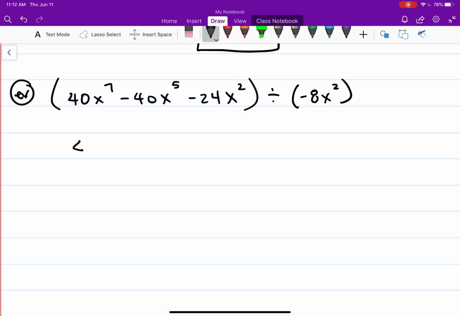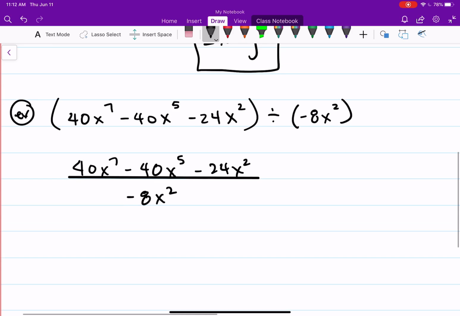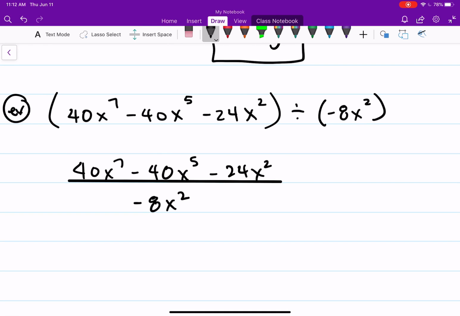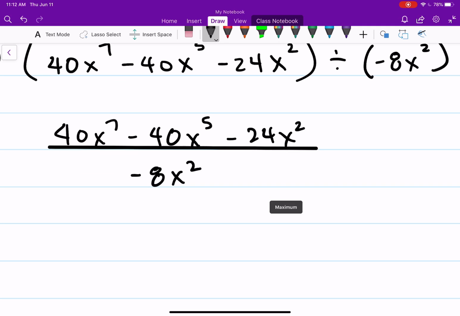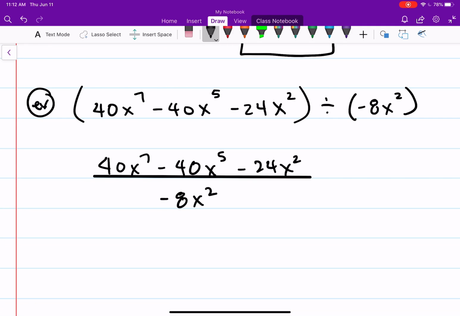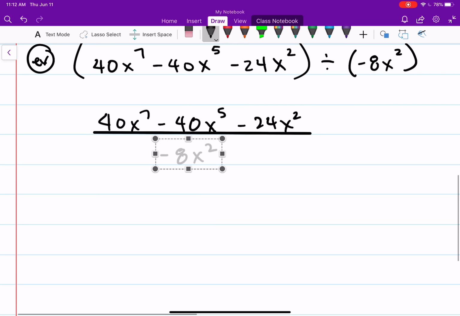The way I would do it as a vertical look would be 40x to the 7th minus 40x to the 5th minus 24x squared, all over negative 8x squared. So you might see it either way. You might see it all horizontal, or you might see it as a fraction form. Either way we do this, this is what we do next.